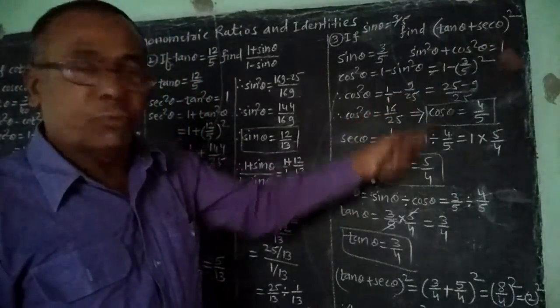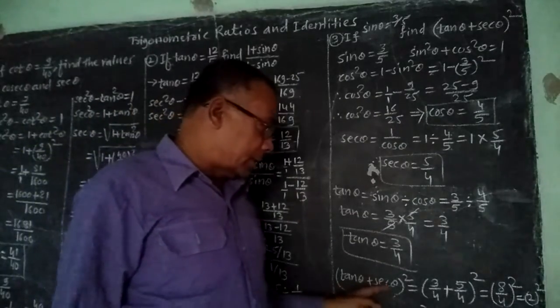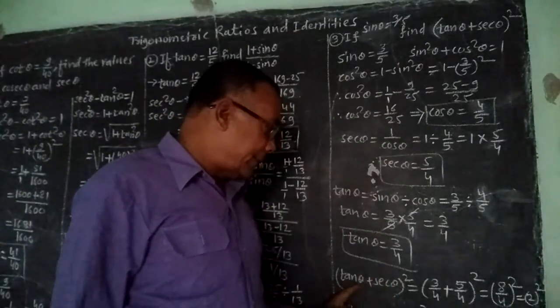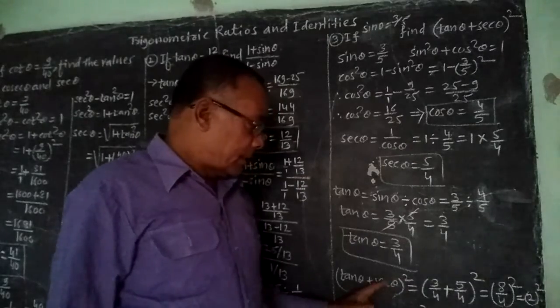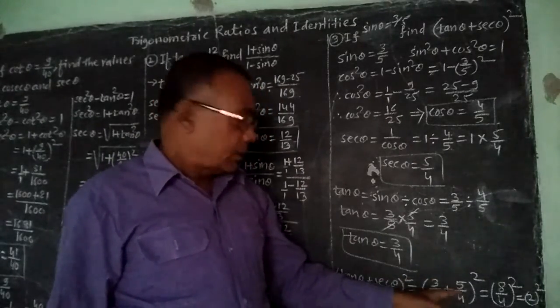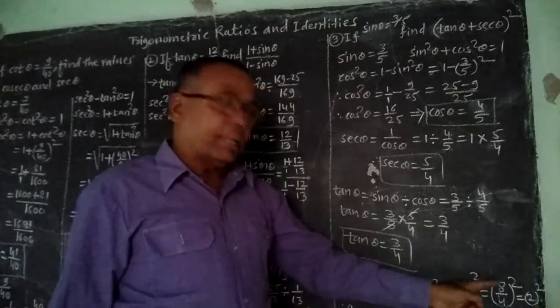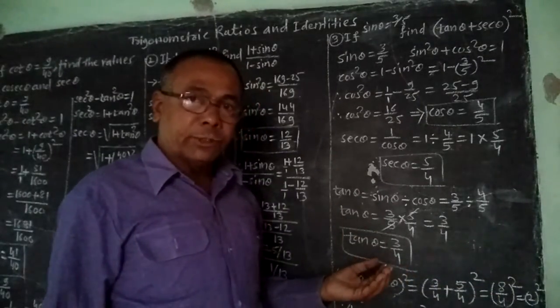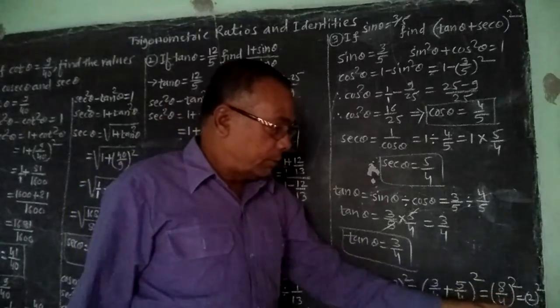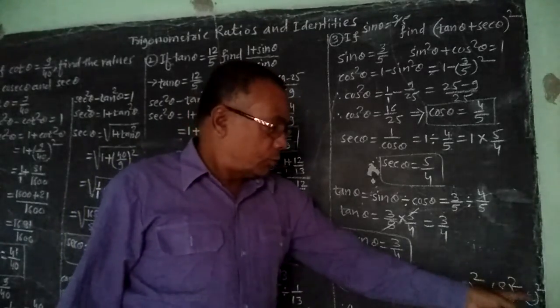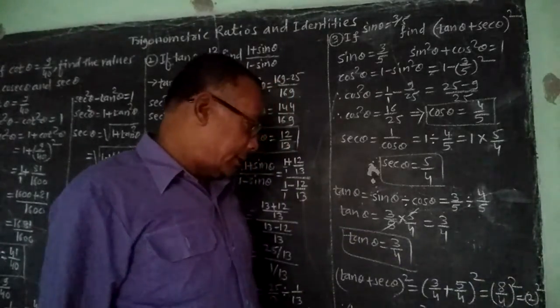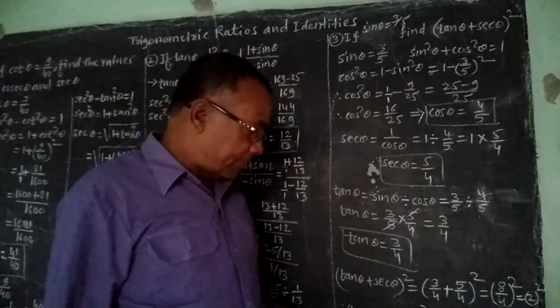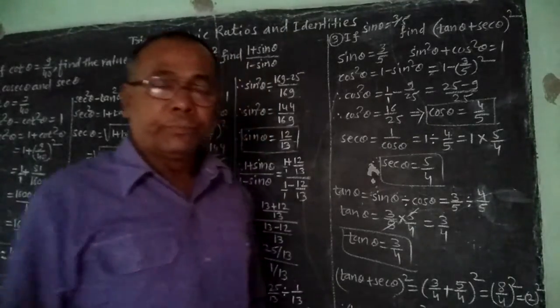and now we have to find the value of (tan theta plus sec theta) bracket square. So (tan theta plus sec theta) bracket square is equal to, here tan theta is 3 upon 4 plus sec theta is 5 upon 4, and if we add, we will get the value (8 upon 4) bracket square. Here 8 upon 4, after reduction we will get 2, means 4 ones are 4, 4 twos are 8. So we will get 2 square, and that is the (tan theta plus sec theta) bracket square is equal to 4.